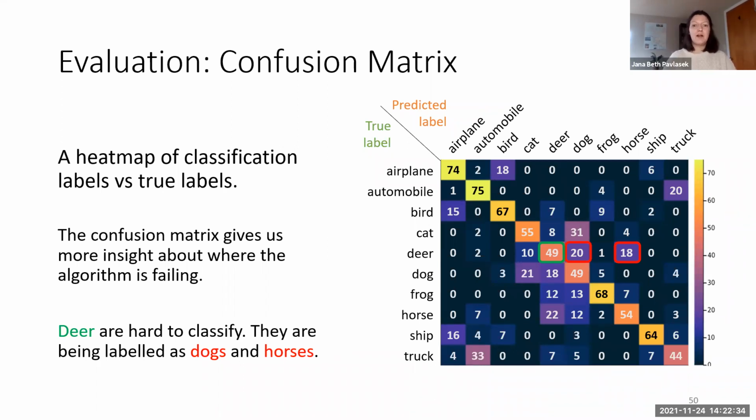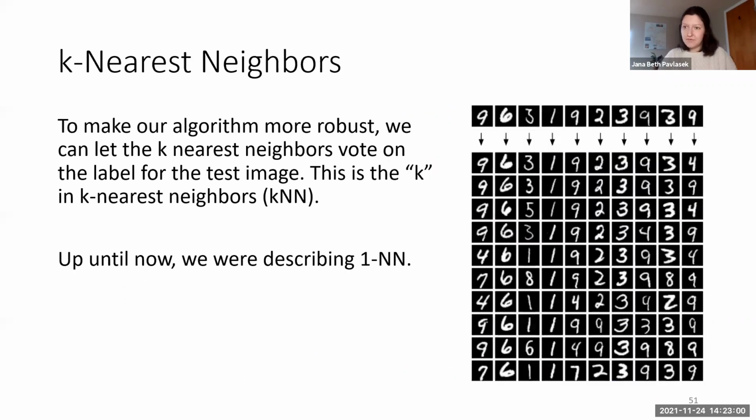Okay, so now we know how to evaluate and how to implement nearest neighbors. We know how to calculate the distance between two images, so we have a definition of what nearest means. So our nearest neighbors algorithm will do pretty well, but can we do a little bit better? There's an extension of nearest neighbors called k nearest neighbors. If we want to make our algorithm a little bit more robust, we can let the k nearest neighbors vote on the label for our test image.